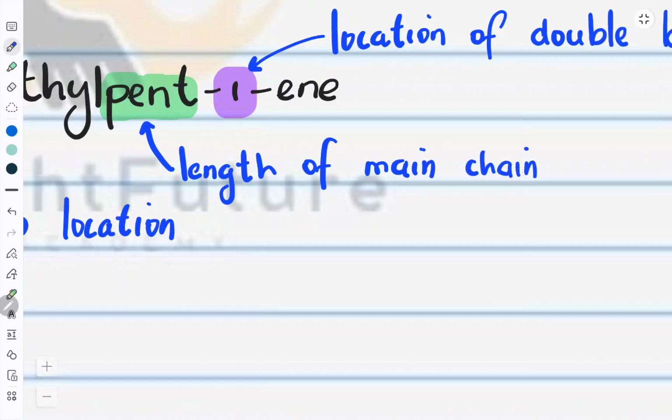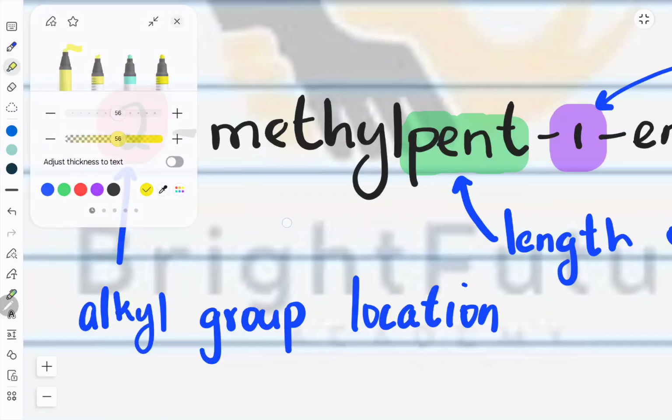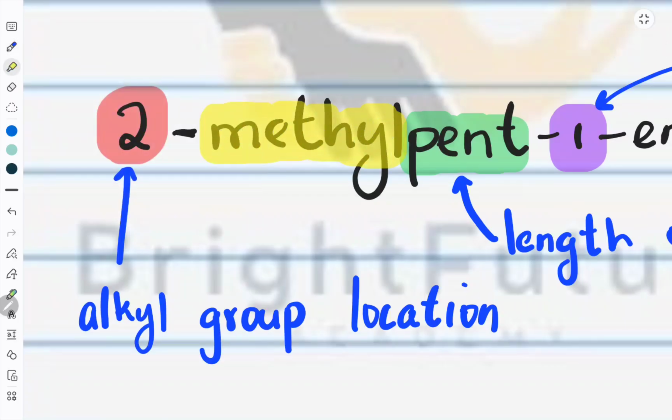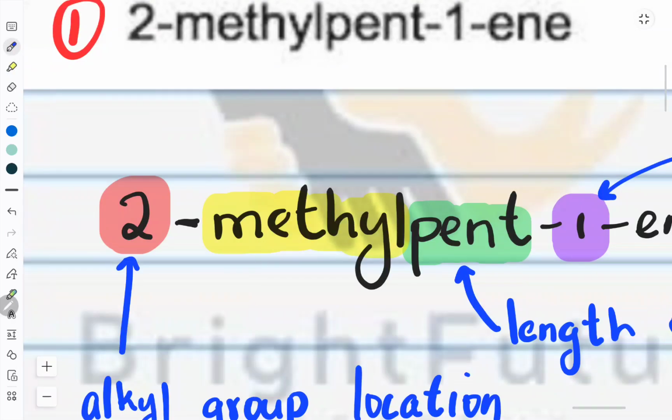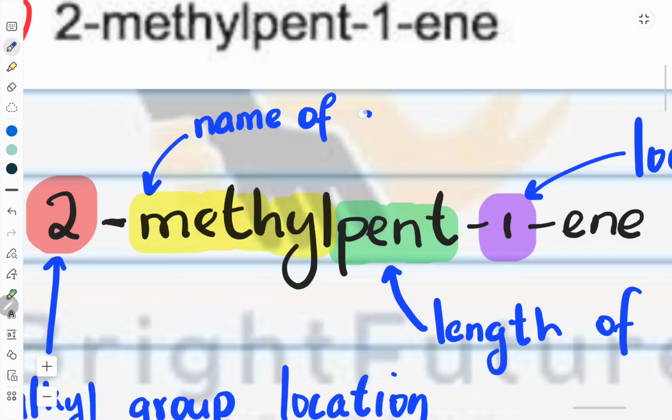Or parent chain. And then methyl obviously tells us the name, right? Name of alkyl group.